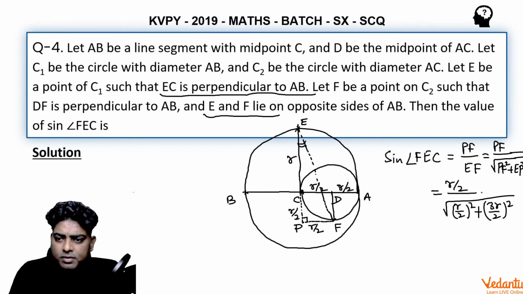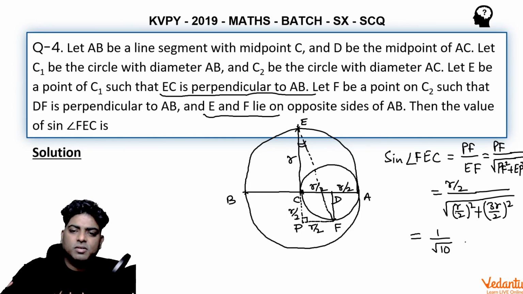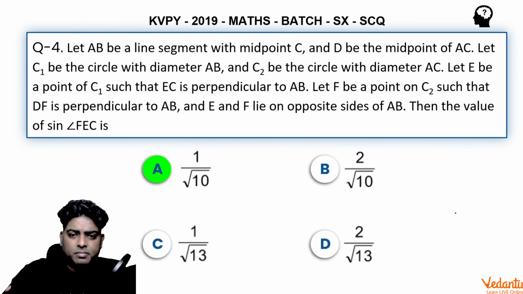So finally we get the required answer as R got cancelled, 1 upon 1 plus 9, that is 10, so 1 upon root 10 in fact. So the final answer to this question must be 1 upon root 10. Quite an easy problem. So 1 by root 10 is the final answer.